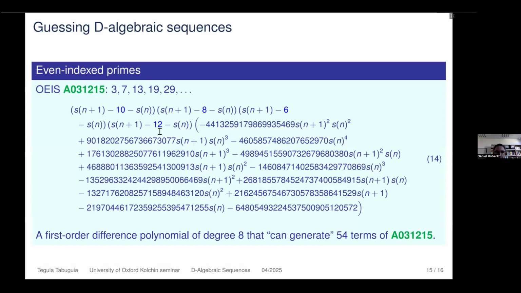Afterwards, I think after the 55 terms, it gives a prime which is not in this sequence. It gives a prime in the odd index primes. So this is where it fails. Yeah, I somehow missed that. Okay, thank you very much for the clarification.